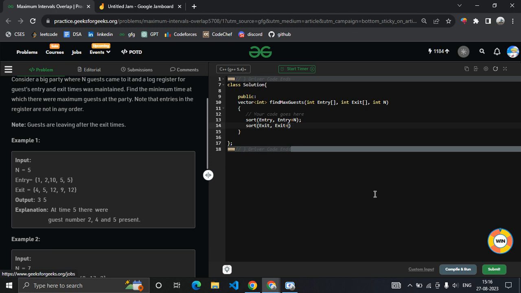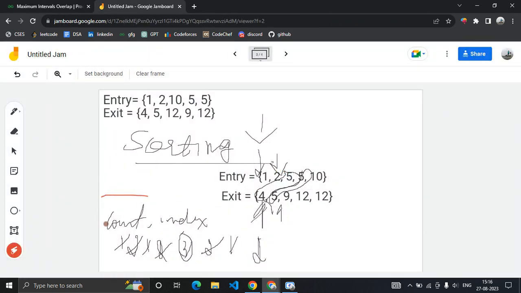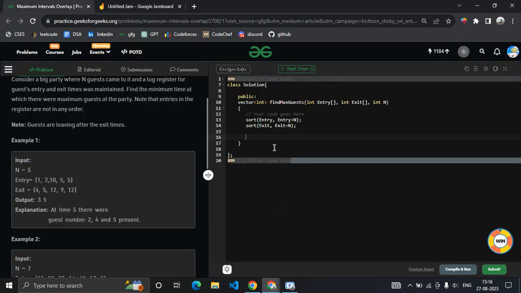There is capital N. After sorting entry and exit time, we will maintain two pointers. So here, after sorting entry and exit time, we will maintain pointers to traverse in an efficient manner. That is, we will maintain a start index, which would be 1, and an end index, which would be 0. Why am I saying this?